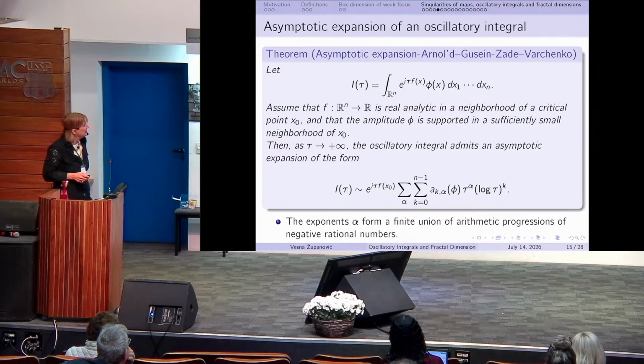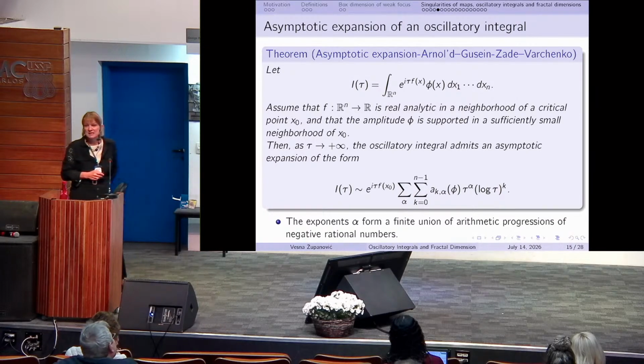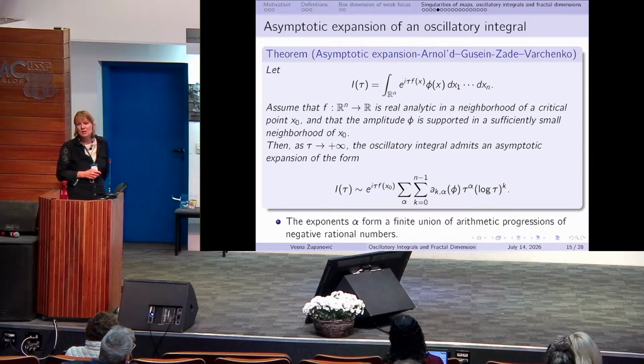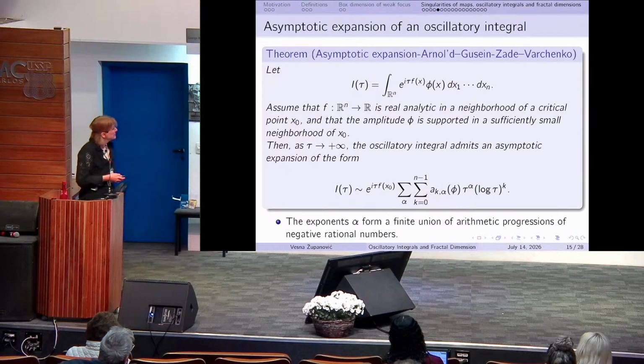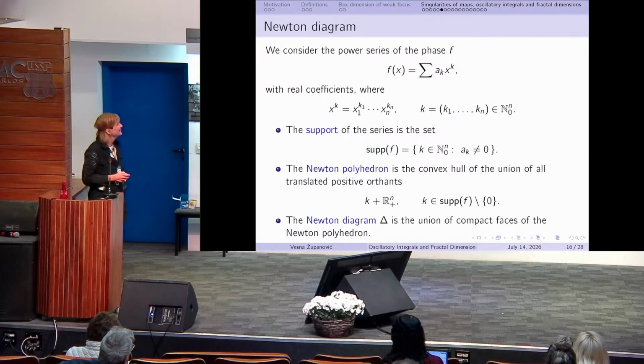But if n is equal to 1, you have no logarithmic terms. So if n is equal to 1, you obtain just powers. So in our cases, we have just non-Minkowski, non-degenerate cases, just powers. Okay, Newton diagram. We had Newton diagram here in several talks and then posters.